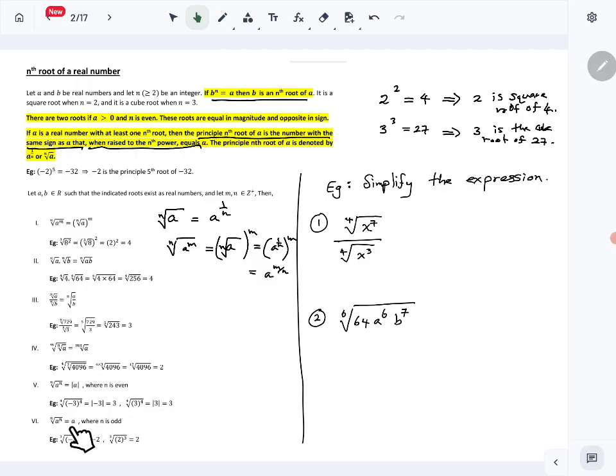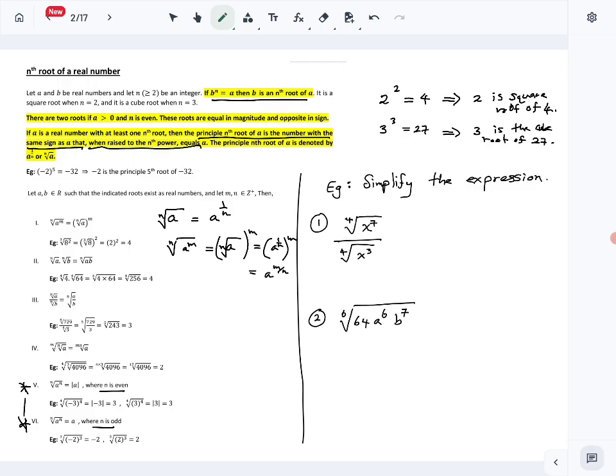When n is odd, we don't need to consider absolute value. It's just going to cancel out the nth powers and you get A as the answer. The cube root of minus 2 to the 3 is just minus 2. The cube root of 2 to the 3 is just 2. Right. So those two, just remember two special cases: when n is even, and when n is odd.